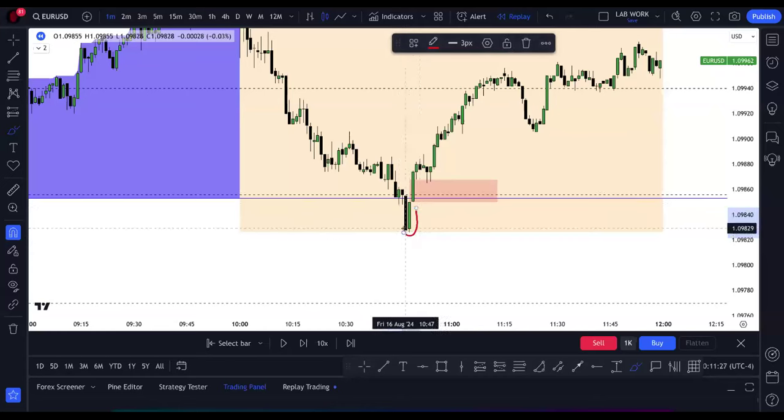1, 2, 3. These three candles. 1, 2, 3. Oftentimes, you'll see that smash candle part of that swing formation.